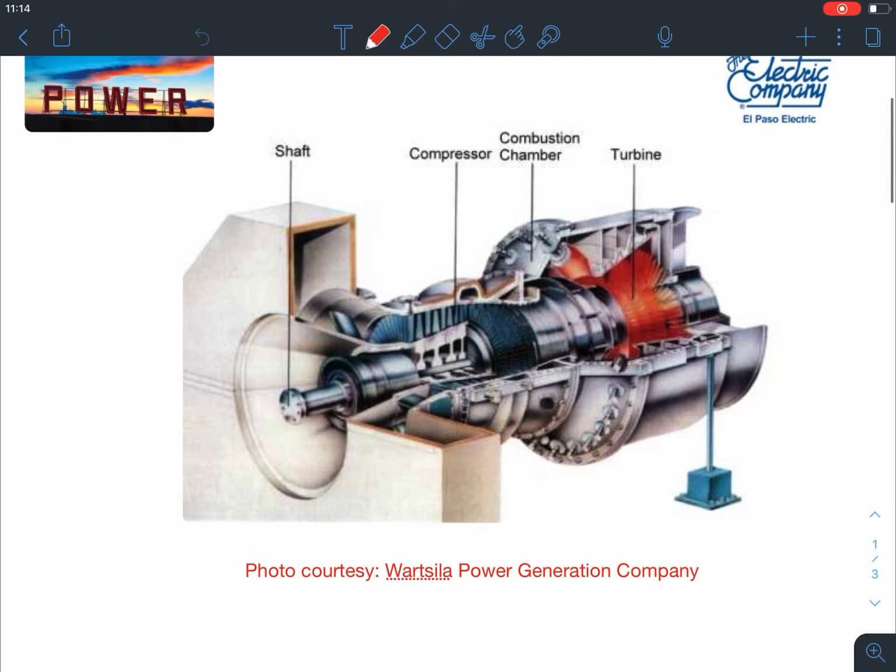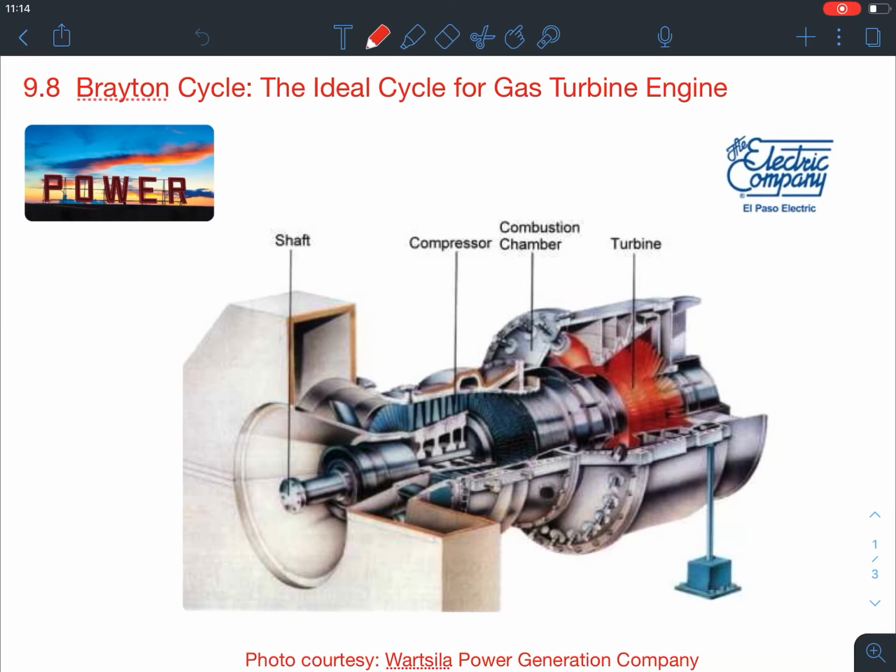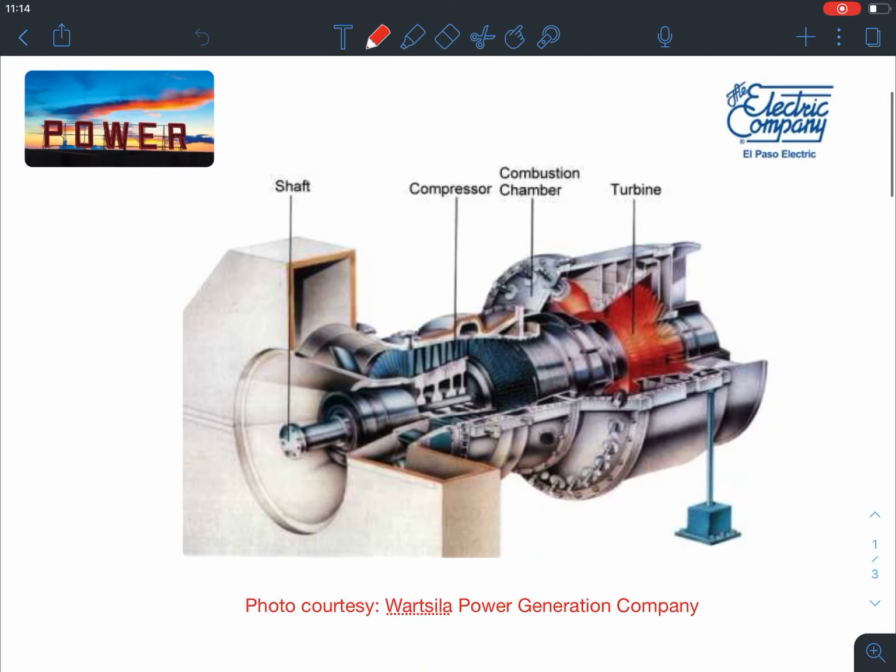So this is a typical schematic diagram of a gas turbine. It has the turbine section, a combustion chamber, a compressor, and a shaft. That shaft is connected with a generator to generate electricity. This type of gas turbine is used in two sectors: one is power generation, and another is aerospace propulsion.